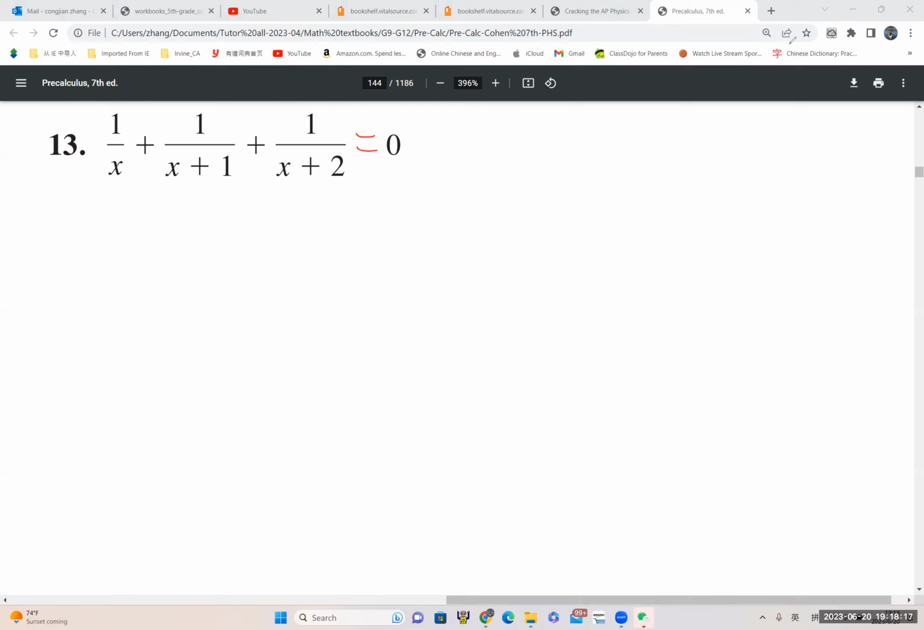First, get rid of the x in the denominator. We first find the common denominator. You mean LCD? Both sides multiply by the LCD to clear the fraction, right? Okay, I know what you mean. The whole equation multiplies by the LCD, which here is x, x plus 1, x plus 2, right?